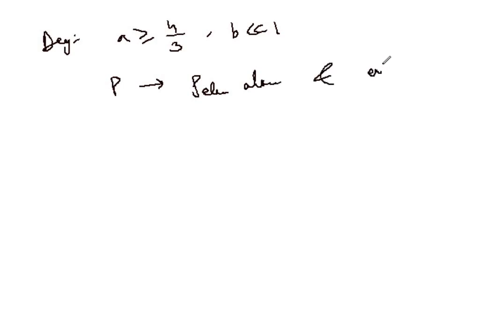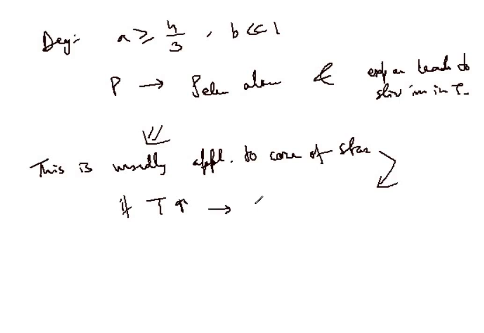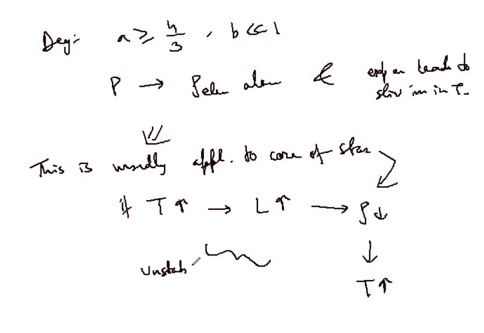And expansion leads to a slight increase in temperature. Now, this is usually applied to the core of a star, so that if the temperature increases, then this leads to an increase in luminosity, and the density will further decrease, leading to an increase in temperature. So, what is this? Unstable. This is a very unstable scenario.